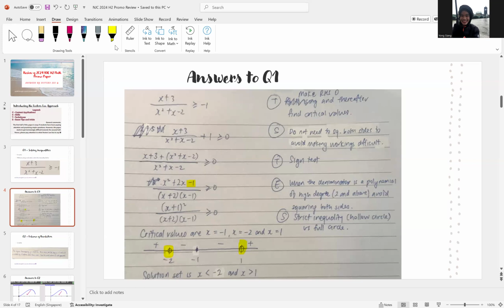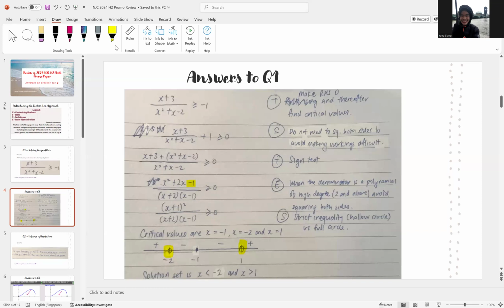Then, of course, the technique here is to make the right-hand side 0 and then find the critical values by factorization. I've already said it. And, of course, the sign test. The sign test is a must. Please remember, Cambridge stated in the Examiners' report that the sign test is a must. Okay? I read the report with my own eyes.